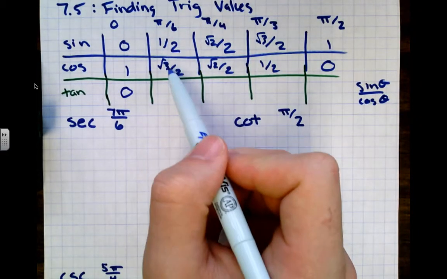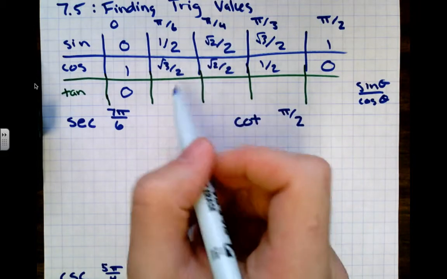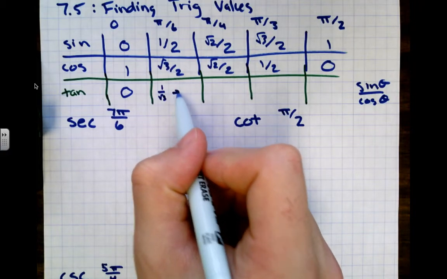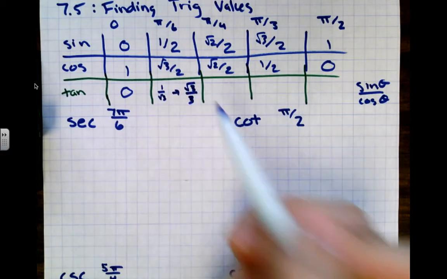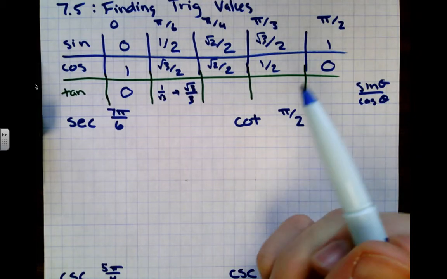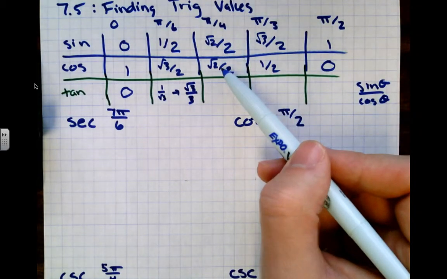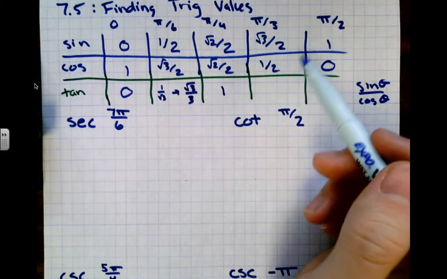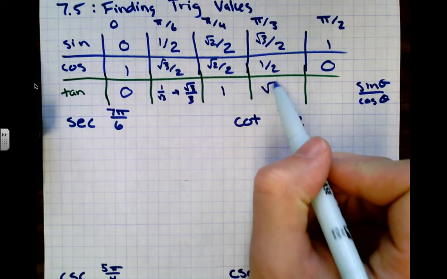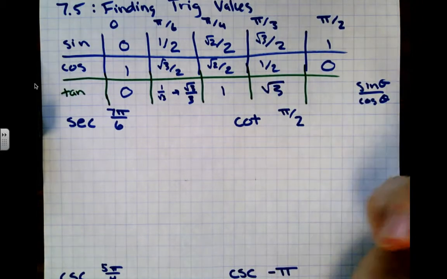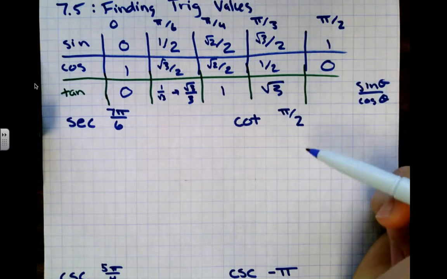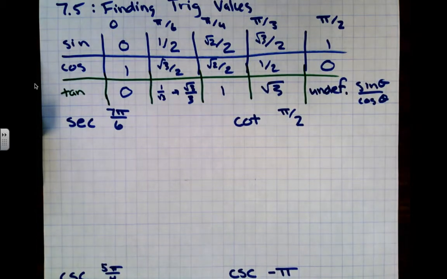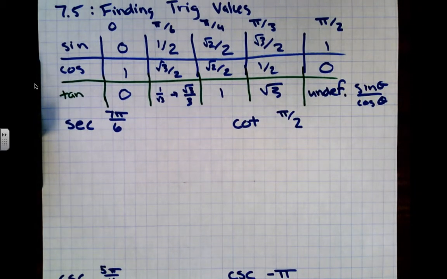When I go through and I have 1/2 divided by root 3 over 2, I end up with 1 over root 3, which we have to end up simplifying to root 3 over 3. Now I have root 2 over 2 divided by root 2 over 2. That should simplify to 1. Root 3 over 2 divided by 1/2 should end up giving me root 3. And again, these are all things that we have done in class. And then 1 over 0 should be undefined. That one should be undefined when we go through and do that.